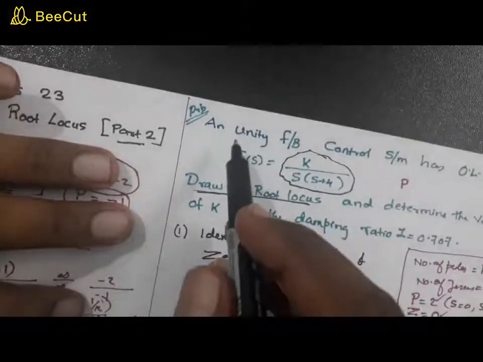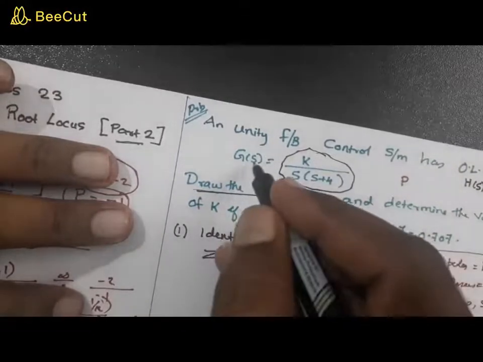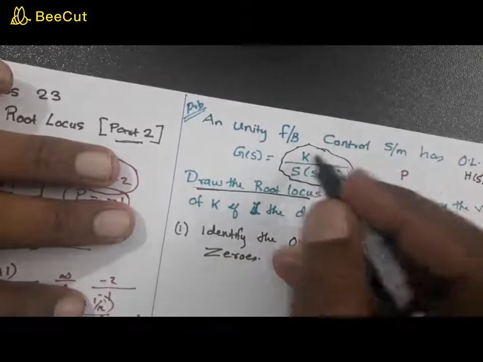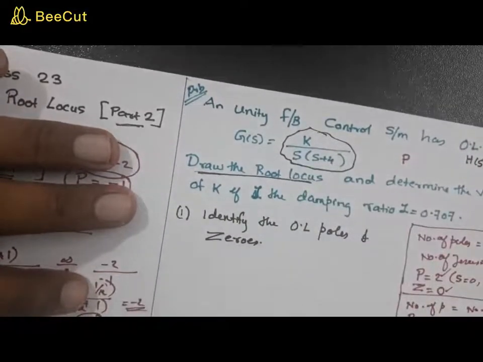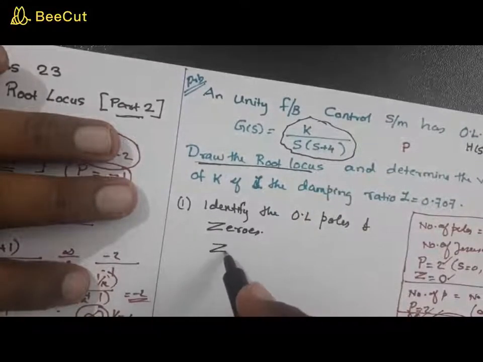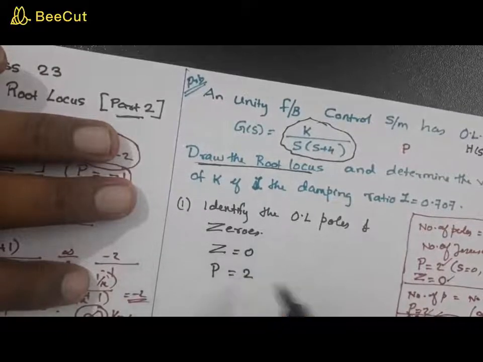open loop transfer function in a unity feedback control system. I'm again explaining, that means H(s) is equal to 1. So this is actually G(s)H(s) because H(s) is equal to 1. So the transfer function is given by K by s into (s plus 4). Now from this observation you can see that the number of zeros is equal to 0 while poles is equal to 2. And what are those poles?